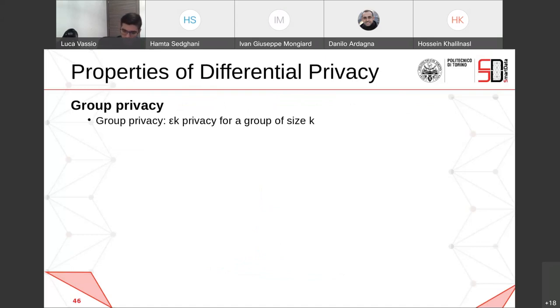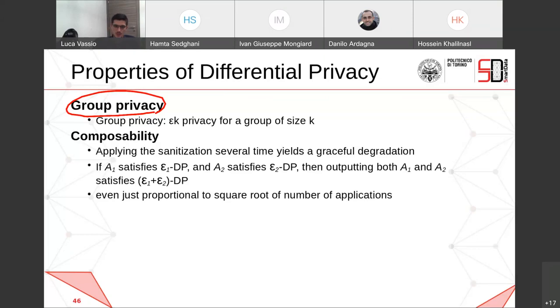So the first one is group privacy. If we have an epsilon-private mechanism, this will provide privacy for a difference in one user. But let's suppose we are five users, we are a family, for example. Then if the mechanism is epsilon private, then we can say that for five people, the mechanism will be five epsilon private.